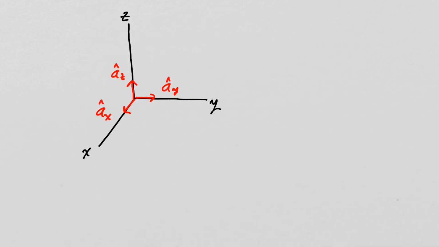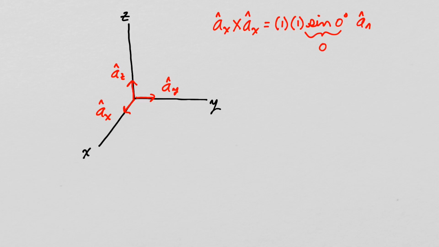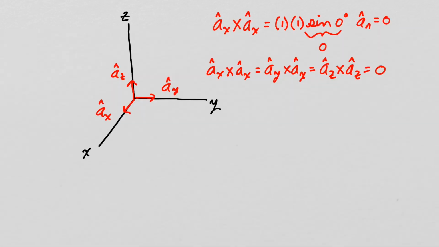Let's look at the cross product between different unit vectors in the Cartesian coordinate system. So let's first look at what happens when we take a cross product of a unit vector with itself. The magnitude of A sub x is 1, the magnitude of our second vector A sub x is 1, and the angle between them is 0 degrees, and then we have our unit vector. Sine of 0 degrees is 0, so this cross product will be 0. So the cross product of a unit vector with itself will be 0.